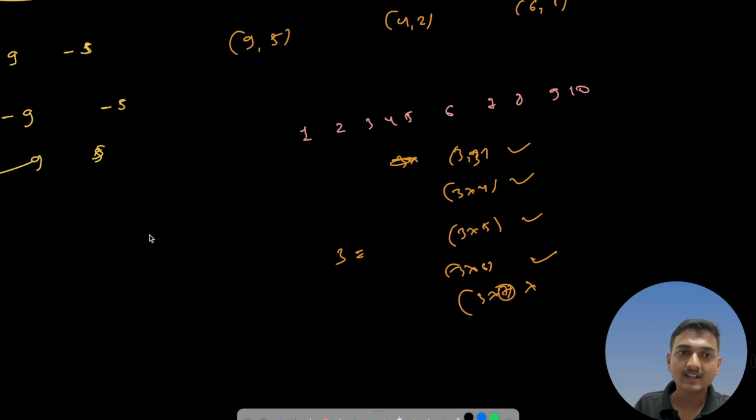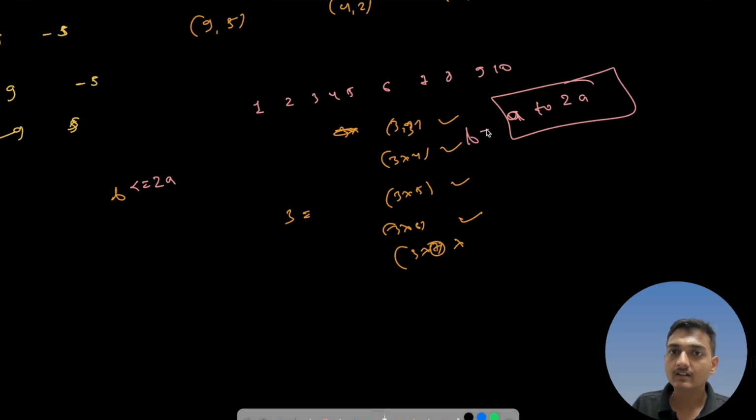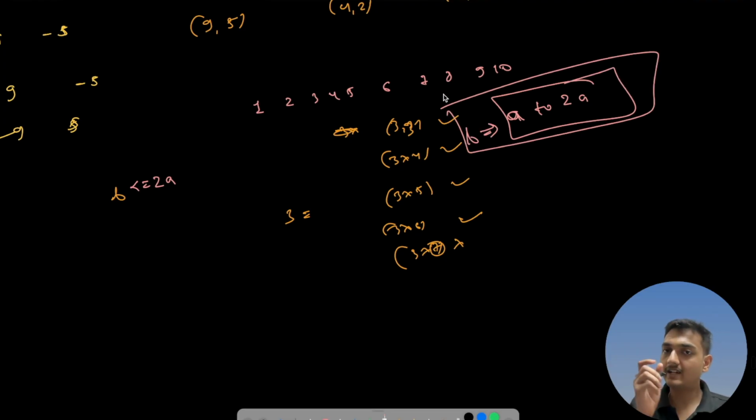So what is my case? I think I can write something like this: A should be less than or equal to 2 into B. Wait, I wrote it opposite. My formula is B should be less than or equal to 2A. If B lies in the range from A to 2A, then that can be my perfect pair.